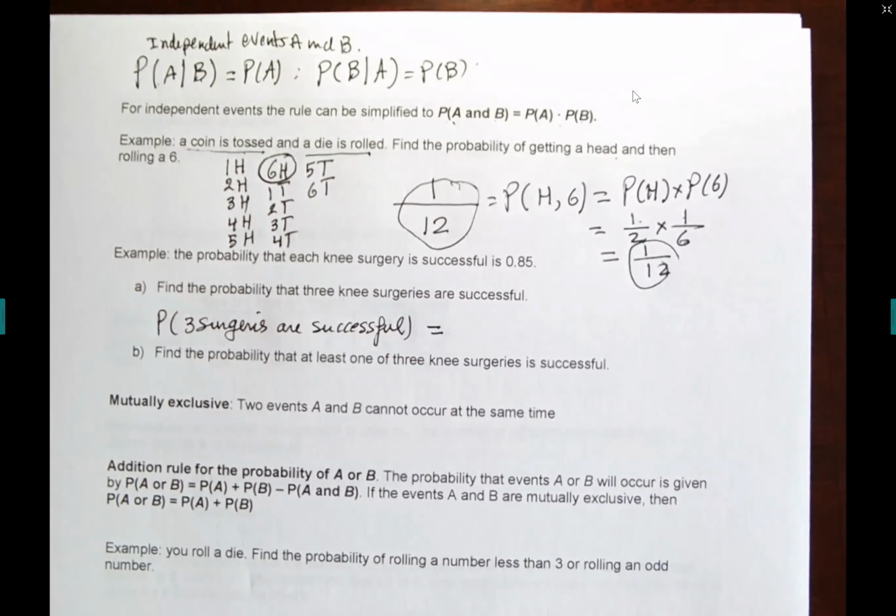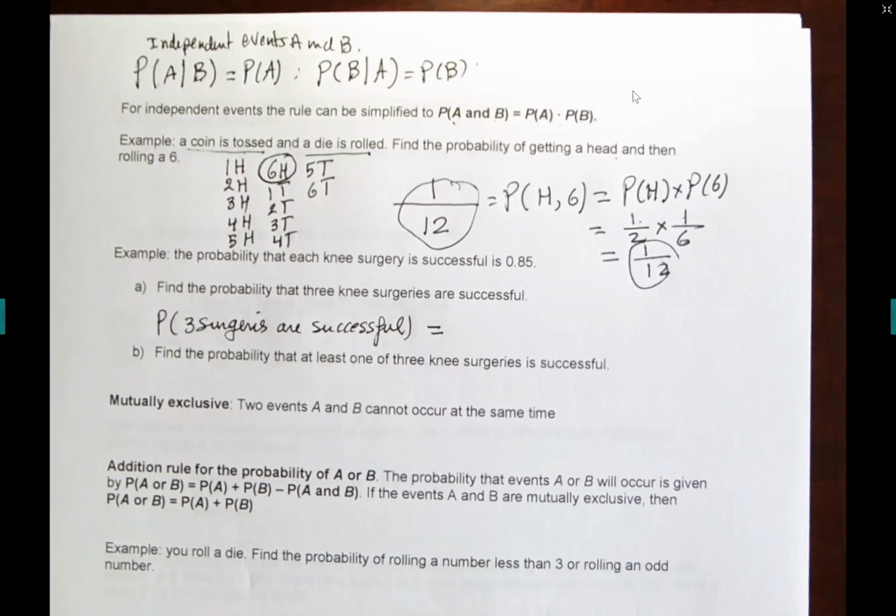You have 3 events here, guys, not 2 events. First knee surgery, second knee surgery, third knee surgery. What do you think the probability is that all 3 will be successful? Now ask yourself first of all a question. Are the events independent? Yes, they are, because these are 3 different patients. They're having 3 different knee surgeries, probably by 3 different doctors, but we know the chance of success is 0.85.